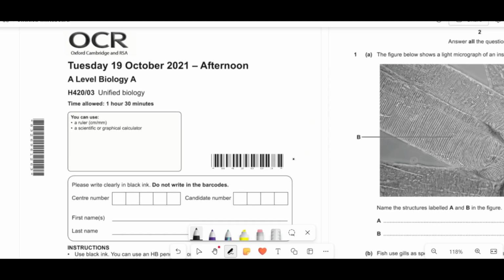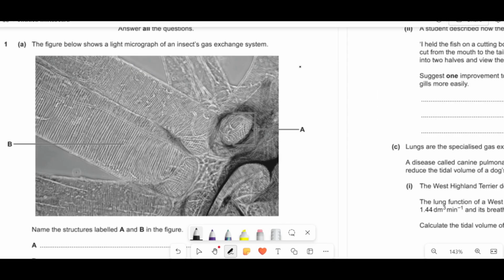Welcome back to another episode of the A-Level Cookbook. Today we're going to be doing the OCR A-Level Biology A 2021 Paper 3. The figure below shows a light micrograph of an insect's gas exchange system.